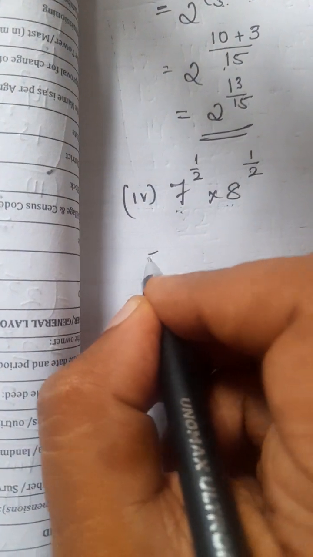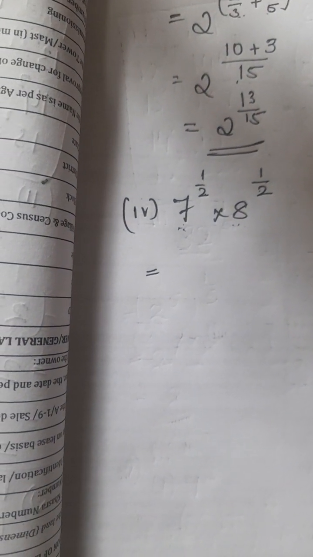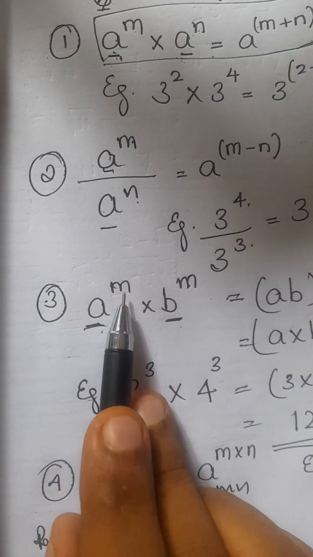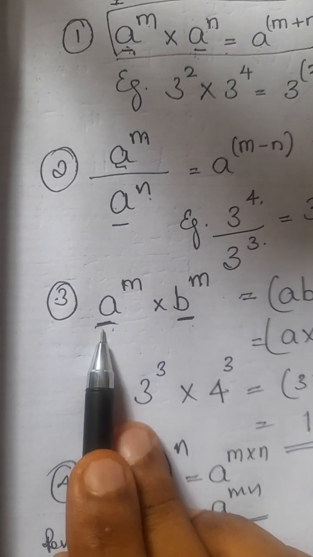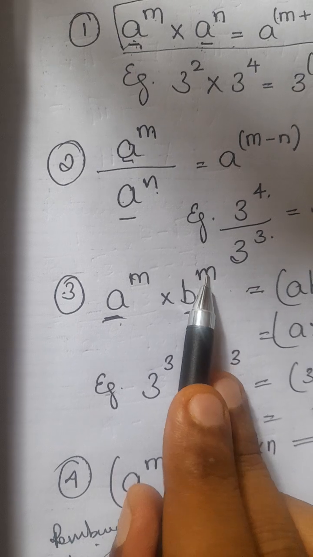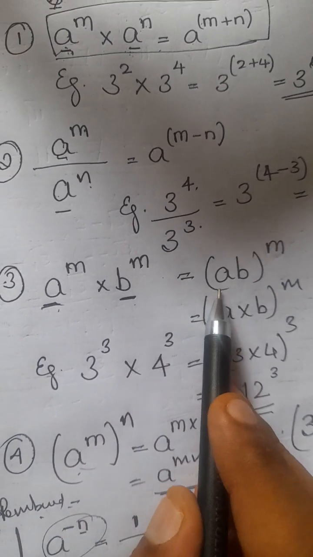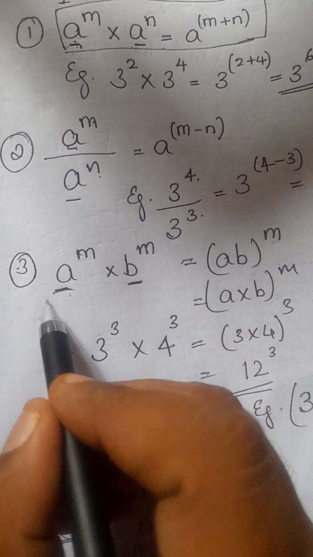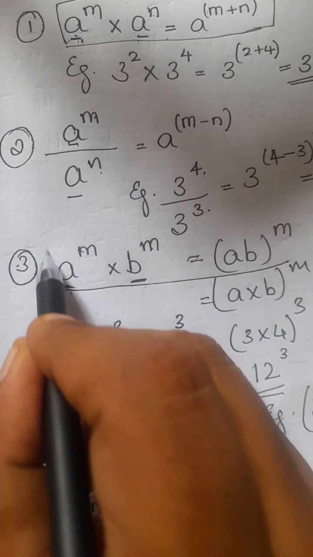In this case, we have another rule. I hope you recollect. I have already told you. I'll show you again. a to the power m, b to the power m. Bases are different, indices are the same. Then it is equal to ab to the power m. So this is the rule which we are going to apply there.